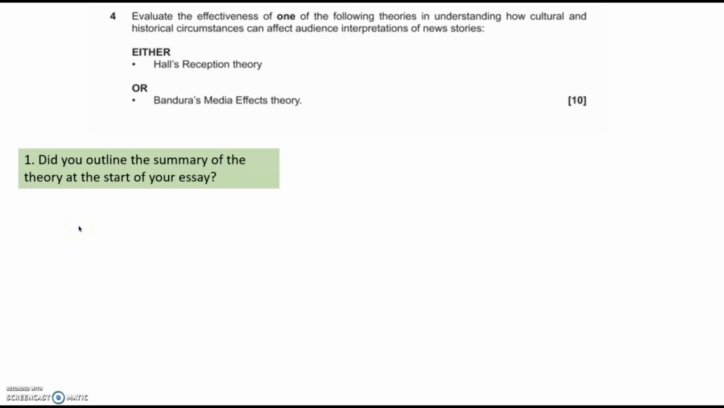In terms of the structure of the answers, again, just like in question 1, have a look. Pause if you need to. Go and highlight. Did you outline the summary of the theory at the start of your essay? So a quick overview of either Hall or Bandura, of what the theory actually means. That was the first thing. Have a look at that.